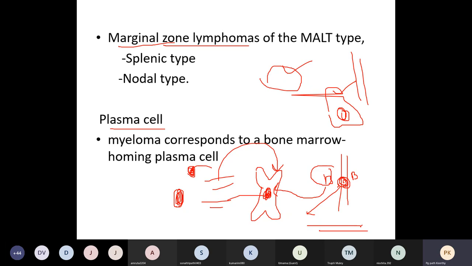No, ma'am. Why is it not happening? It should happen, no? Why are they only there? Why are they not going to the draining lymph nodes? See, your stomach has draining lymph nodes, right? Yes, ma'am. They are malignant lymphocytes. No, they can roam everywhere. Why are they only sitting in the stomach?